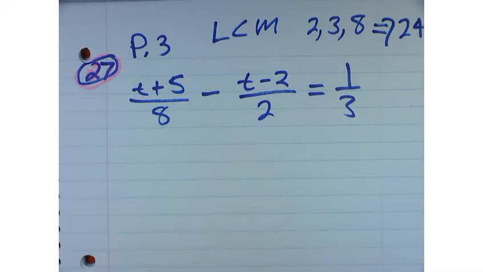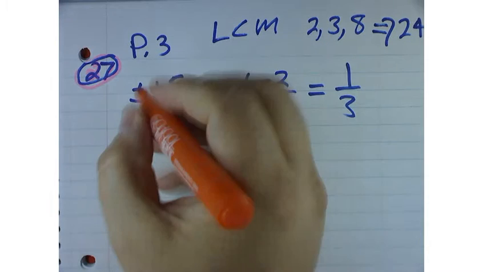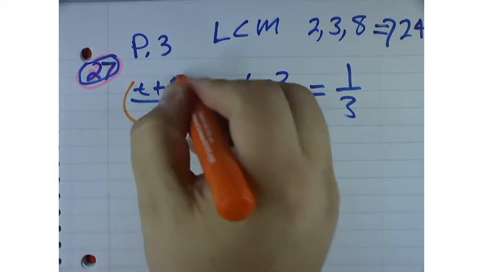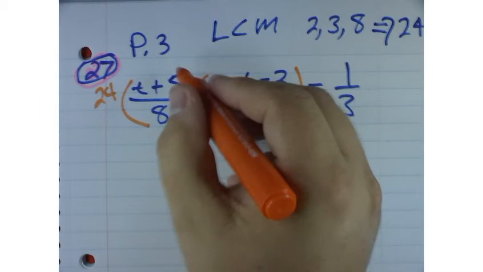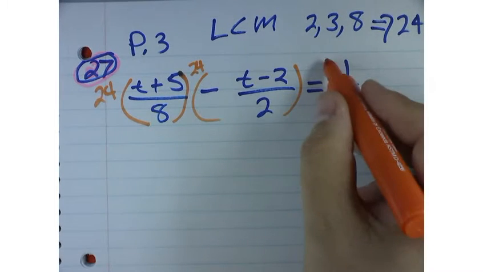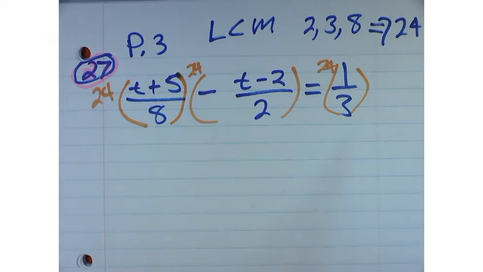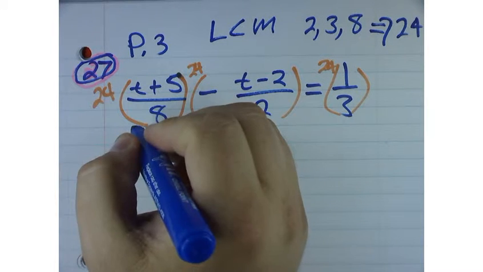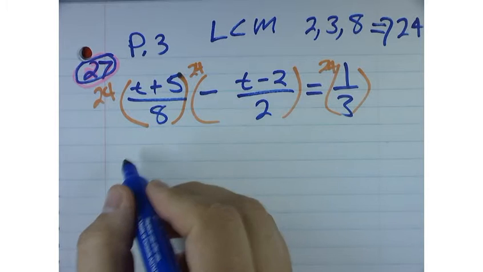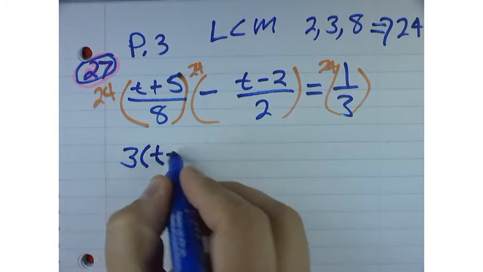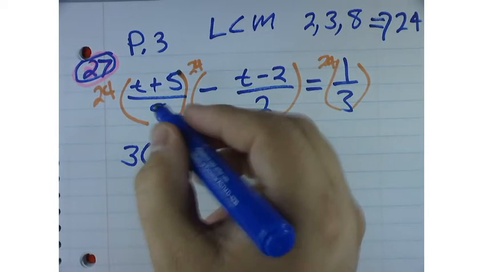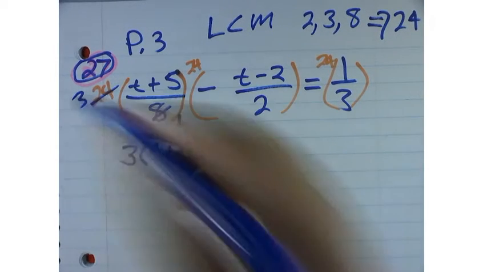Now what we could do is say this right here multiplied by 24, this right here multiplied by 24, and this right here multiplied by 24. When I write it out this way, 24 divided by 8 reduces down to 3 over 1. So it would be 3 times (t plus 5), right? Because this becomes 1 and this becomes 3.